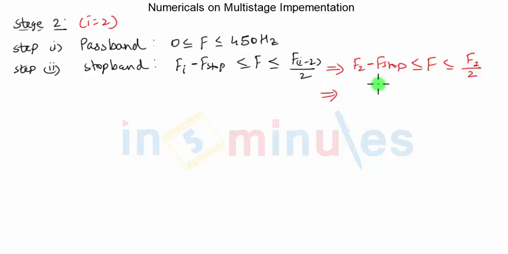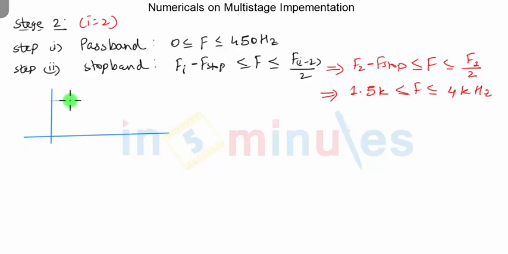And if you solve this, you will get 1.5k less than or equal to f less than or equal to 4 kilohertz. So if I quickly draw the filter characteristics, this is how it will look like. So passband will start from 0 and it will this time stop at 450. It will always stop at 450, but stop band will start this time from 1.5k because stop band comes out to be 1.5k. It will end at 4k, but we are not interested in that. All we require is the gap between passband and stop band, which is the transition band.